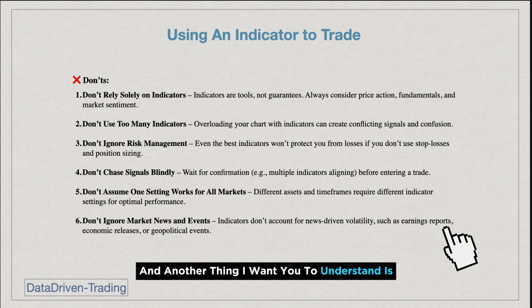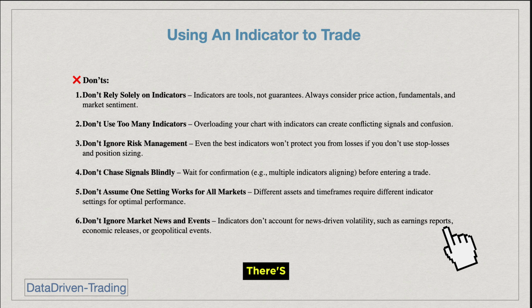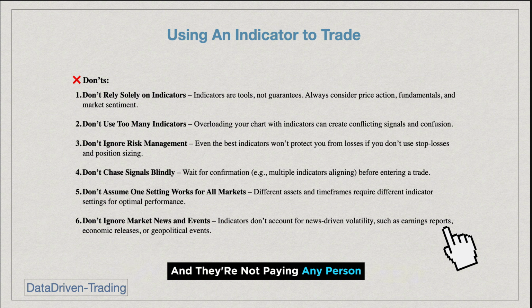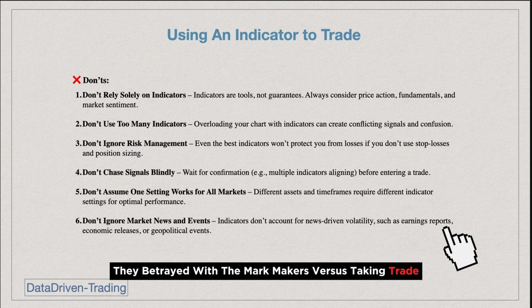And another thing I want you to understand is when you're trading SPY and QQQ, these things become super illiquid at times when market makers don't want to move the market. There's 1 out of 10 days when the market just goes sideways and they're not paying any person. So when these types of market conditions are going on, usually on news days, it's better for you to turn off the indicator and turn off your own analysis and just sit there and watch and learn for the next time. Maybe trade with the market makers versus taking trade on trade on trade.